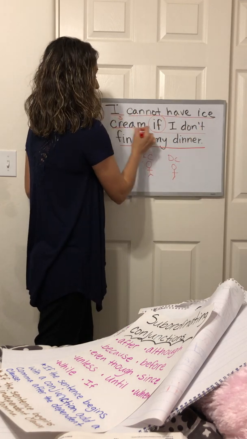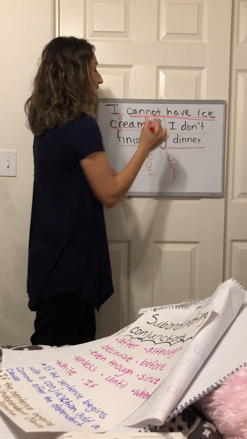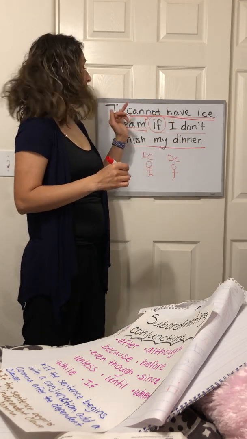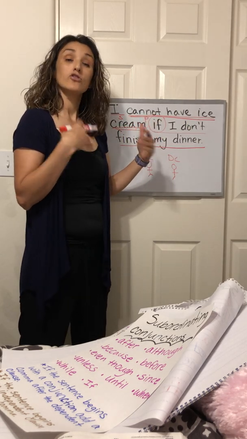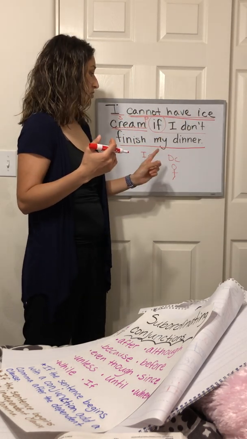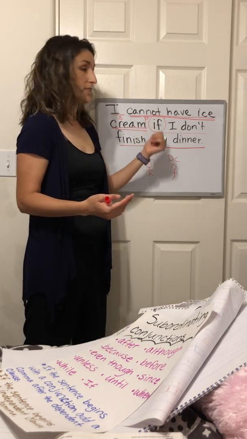Cannot have ice cream. So that is already, so here's a predicate. That's already a thought by itself. I have a subject, predicate, cannot have ice cream. So what can I not do? I cannot have ice cream. Now my dependent clause: if I don't finish my dinner.